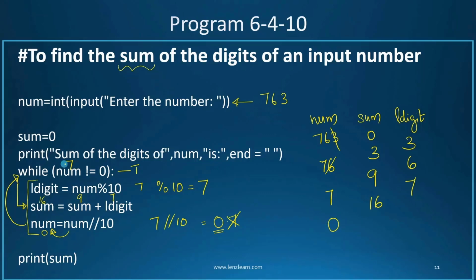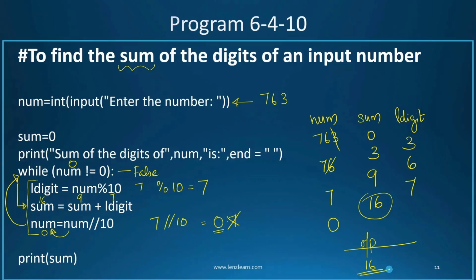Okay, so now I'll go to the beginning of the while loop. There I will check 0 not equal to 0. Now this is false. Okay, so I will come out of the while loop. I will print the sum. So in the output, you can see the sum of all the digits in 763 is 16.